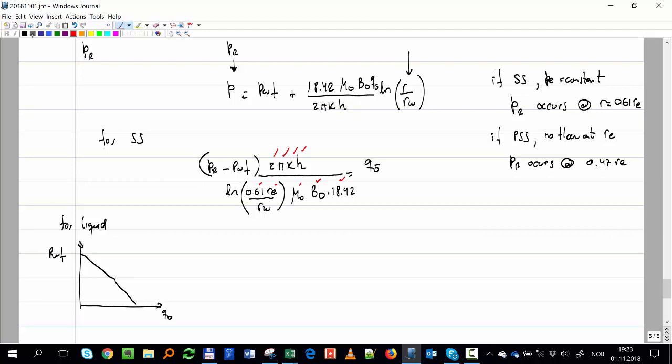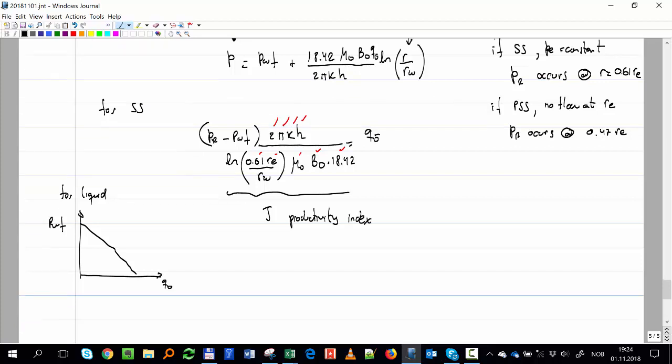So that's a constant. If I now call all of that J, which is the productivity index, I'm going to end up with this expression: PR minus PWF times J equal to QO, which is essentially a straight line. Okay, when PWF is PR, I get 0. When PWF is close to 0, I get maximum rate. And I got my linear relation; it comes from just the laws of physics on the reservoir.